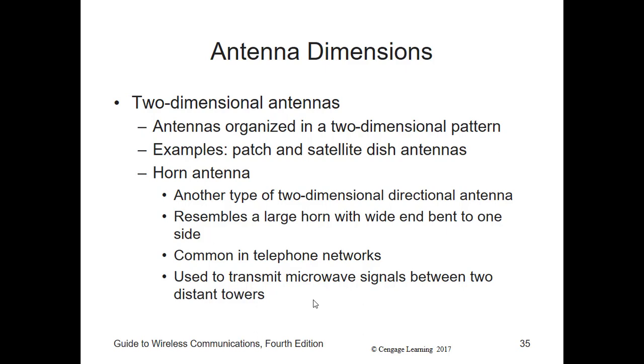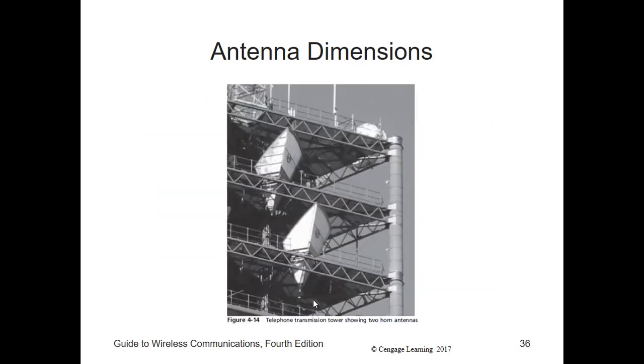Another type of two-dimensional antenna is what we call a horn antenna, which resembles a large horn with the wide end bent to one side in a parabolic curve. Now, these antennas are common in telephone networks and are used to transmit high-power microwave signals between two very distant towers, usually over 18 miles or more away.